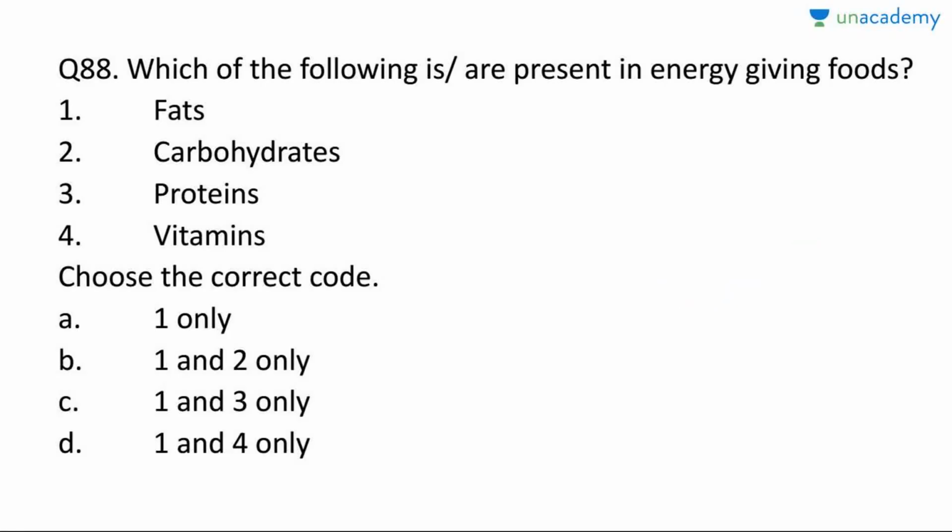Question number 88. Which of the following are present in energy giving foods? So here the answer is fats, carbohydrates. They are the energy giving foods, while proteins are not considered energy giving foods as such in NCERT, but obviously you get energy from proteins also. But at the NCERT level, this MCQ is correct. But technically, fats, carbohydrates, and proteins all are energy giving foods. Okay, vitamins are definitely not energy giving foods. So if the option is there 1, 2, 3, you can mark 1, 2, 3. If there is 1 and 2, you can mark 1 and 2.